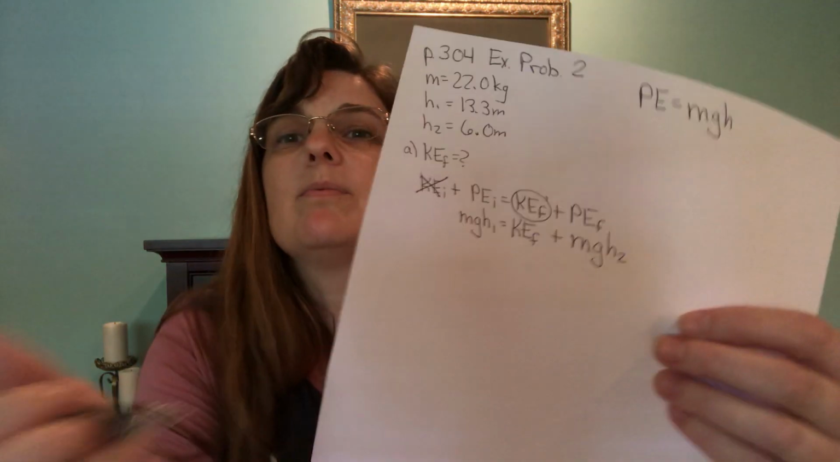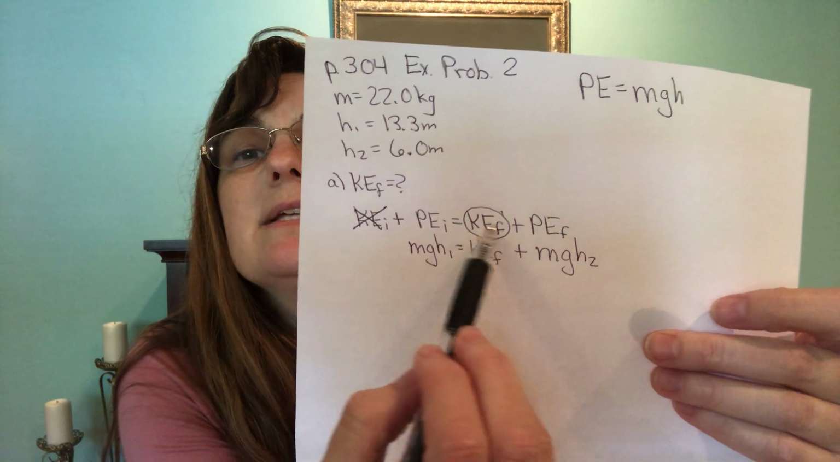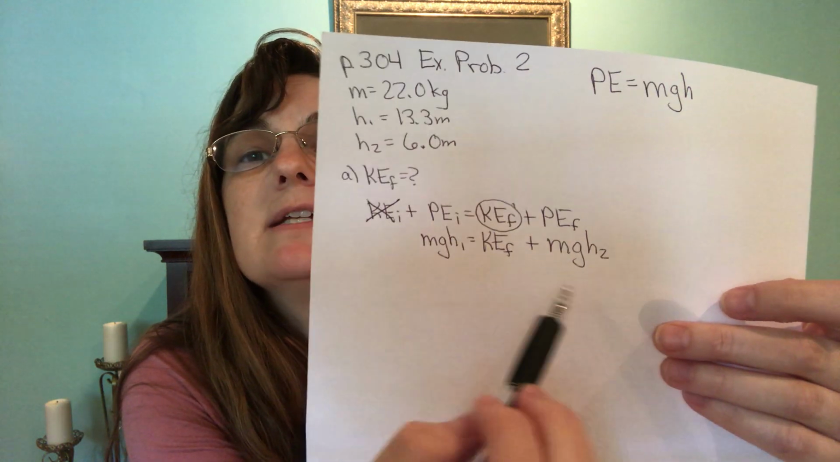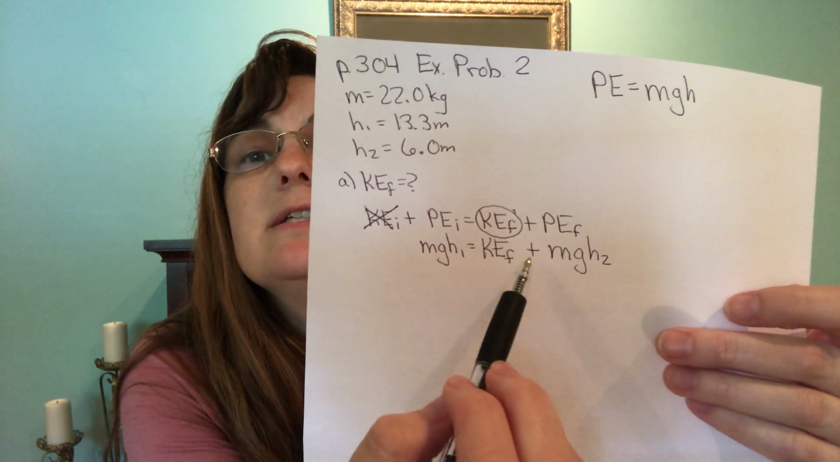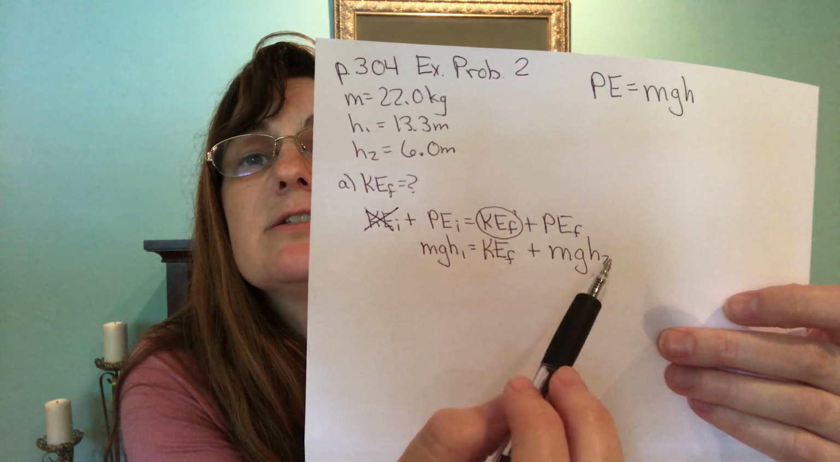Actually, let me keep letting you look at this. We need to get this by itself. We need to get rid of this term right here. It's being added, so to get it to the other side, we would subtract it. So I'm going to do minus MgH2 on both sides. I'm just going to make it negative for a second over here. Okay, so that's going to go.